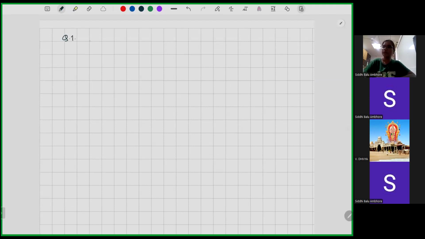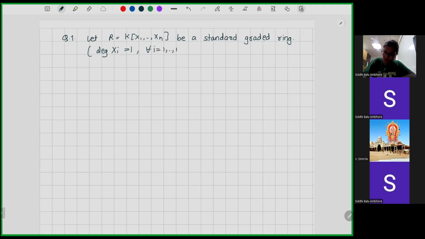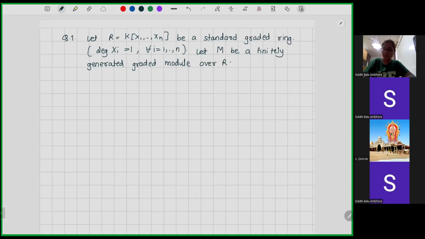So it is this, that let R be equal to K[x1, ..., xn], a standard graded ring. Standard graded ring means the degree of each xi is 1, and let M be a finitely generated graded module over R.